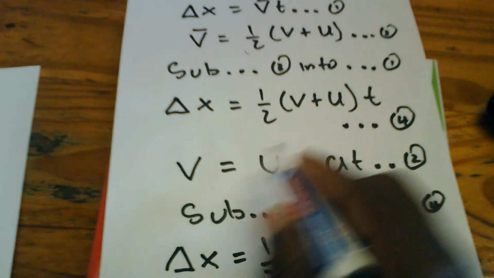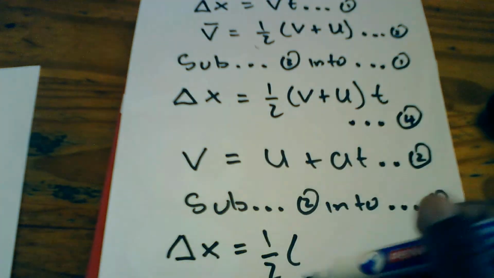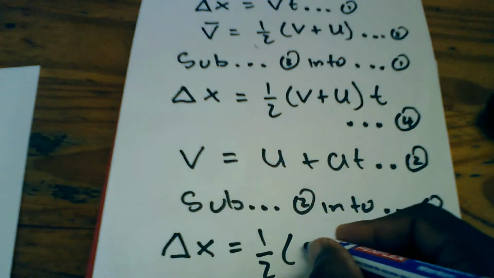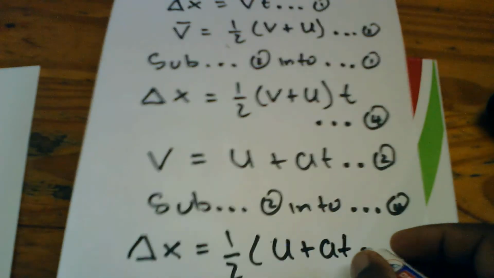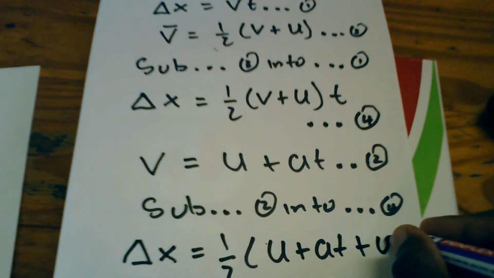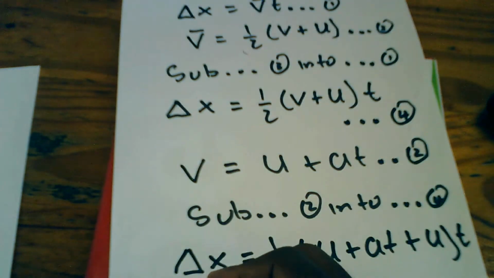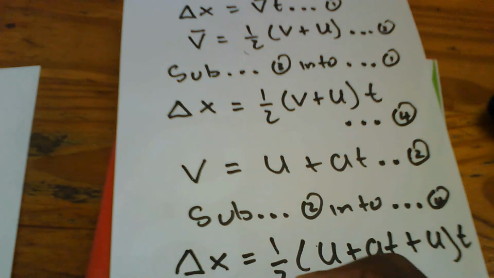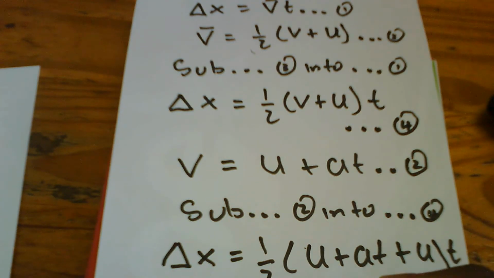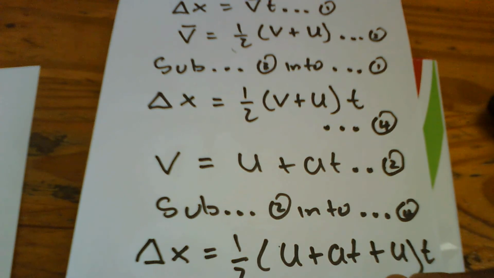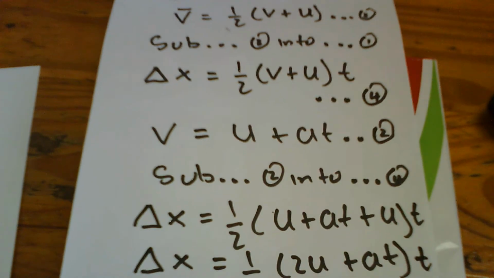v, but instead of writing v, because we know that v is equal to this, we are going to substitute v with this. So this is equal to u plus at, plus the other u that you see there, multiplied by the time. So the change in displacement is equal to 1 over 2. Inside we are going to have 2u plus at, multiplied by the t that's outside, like this.